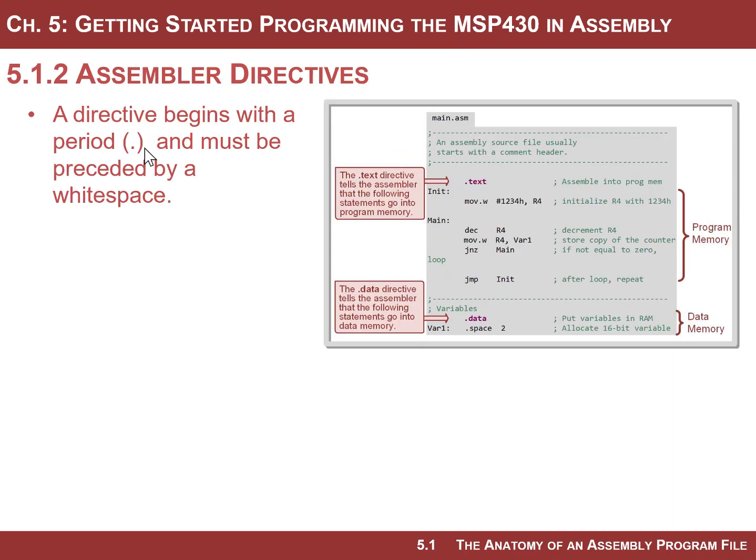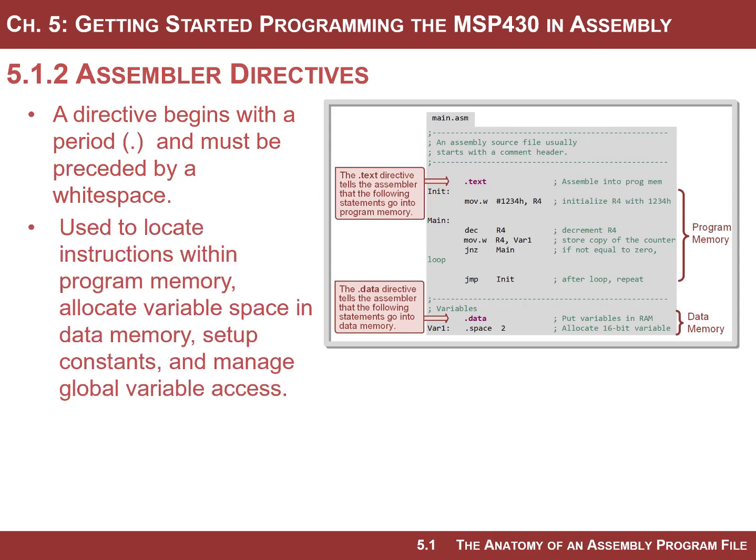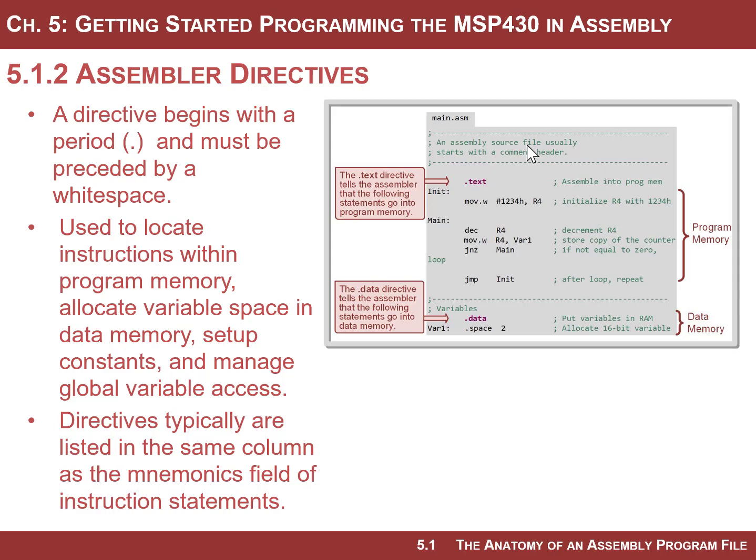Details. Directives start with a period. So if you put a period and then you type in a keyword that's recognized, it'll turn purple, so CCS recognizes that. They also are aligned in the mnemonic column. That's how you keep things organized. And like I said, you can use it to move stuff within program memory, allocate variable space, and you can also use it to set up constants and manage global variable access. There's a lot of directives that exist. A lot of them we're not going to use. Some of them are automatically populated into the assembly code that we'll see later, but they're a critical part of this.